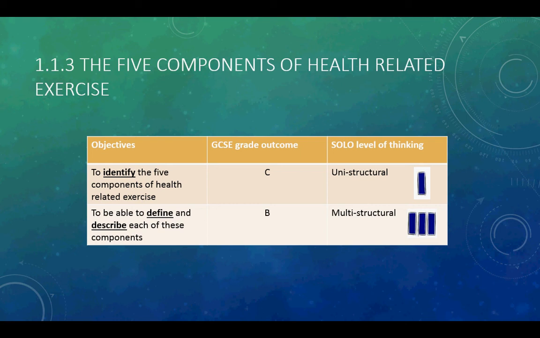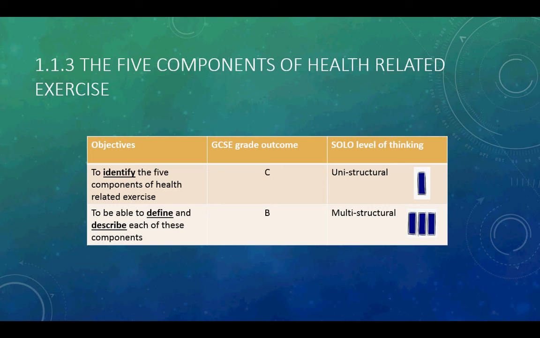You must know and understand these terms and be able to explain and apply and describe them to answer your exam questions correctly. So our 2 objectives today. The first one is to identify the 5 components of health-related exercise. By identifying these components, you'll be able to answer grade C questions on an exam paper. This requires a unistructural level of thinking.